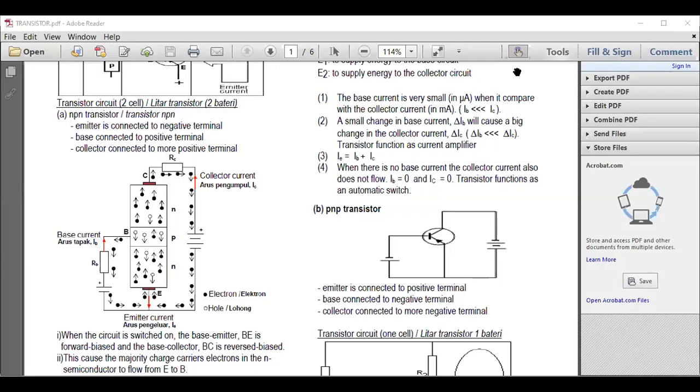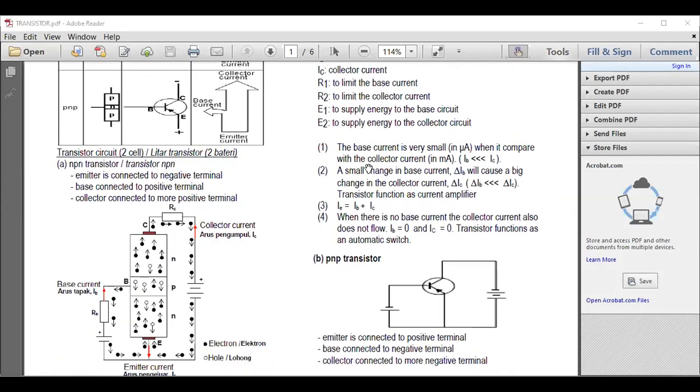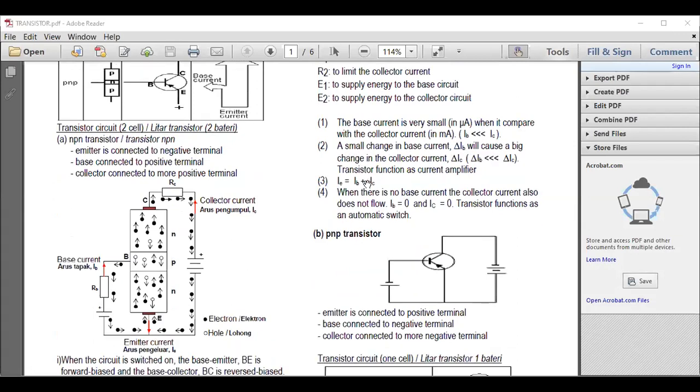Now, what are the characteristics of a transistor that you must know? First, the base current is very small compared to the collector current. Just now we already saw, because the base gets fewer charges compared to the collector. Usually the base current is in microamperes, while the collector can be in milliamperes. Next, a small change in the base current produces a big change in collector current.